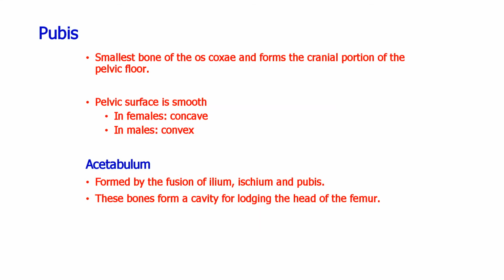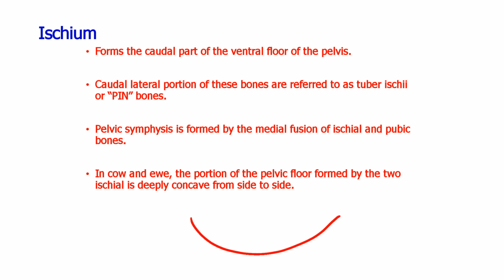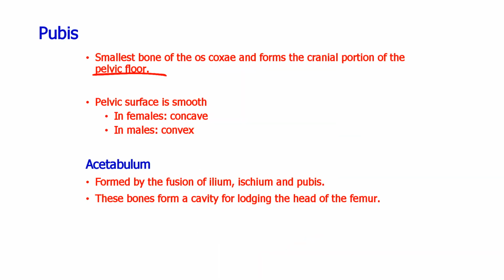Here again, pin bone, pubis, smallest bone. It is the smallest bone of the os coxae and forms the cranial portion of the pelvic floor, as ischium forms the caudal portion of the pelvic floor. Pelvic surface is smooth, in females concave and in males convex. This is the basic difference in the pelvis of the male and female.